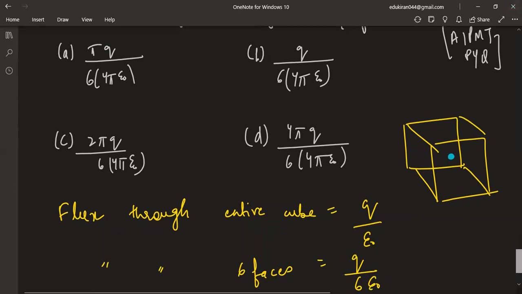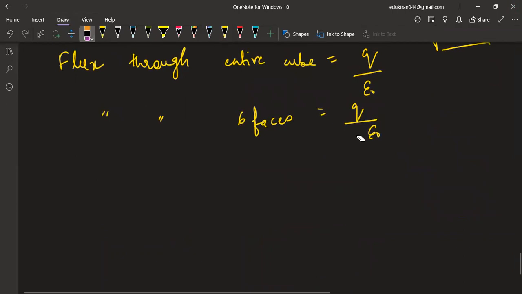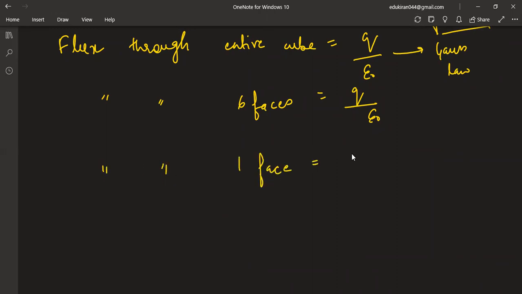Flux through 6 faces is exactly the same as the flux through the entire cube. Flux through the entire cube is Q by epsilon naught using Gauss law. So flux through 6 faces is also Q by epsilon naught. What do we have to find? We have to find the flux through one face. That will be Q by 6 epsilon naught.